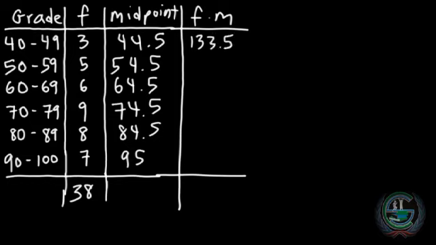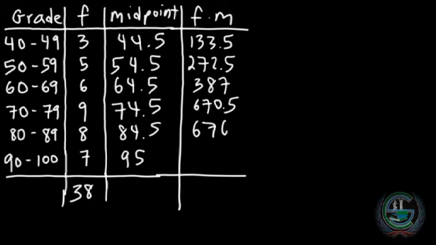And then multiply these two values. So that's 5 times 54.5, which is 272.5. And then 6 times 64.5. So that's going to be 387. And then 9 times 74.5, which is 670.5. And then 8 times 84.5, that's 676. And finally, 7 times 95 is 665.